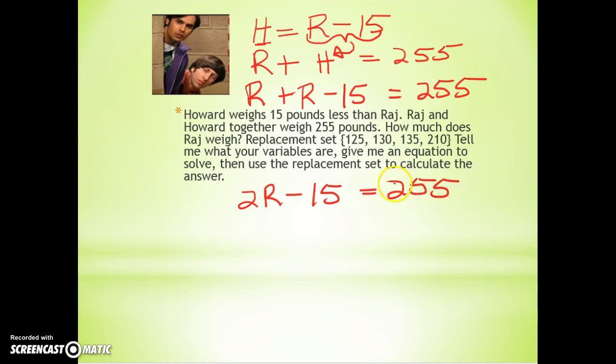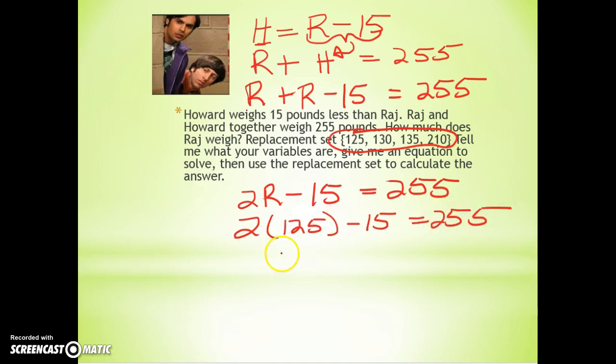Now, we don't have the skills quite yet to solve this, but lucky for us, we are given a replacement set right here. These are possible answers. So let's start plugging and chugging it, see if any of them make true statements. 125 could be a possible answer. Let's see if that makes a true statement. 2 times 125 is 250 minus 15. That is not going to equal 255, I can tell from right there.